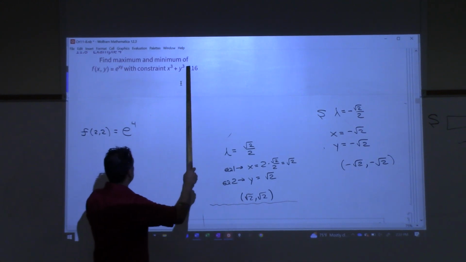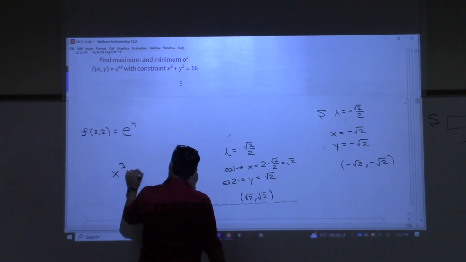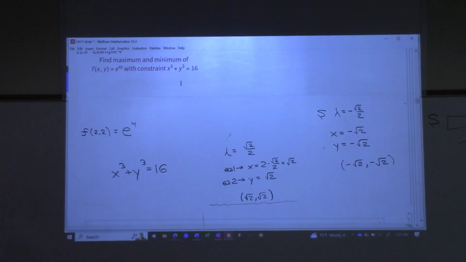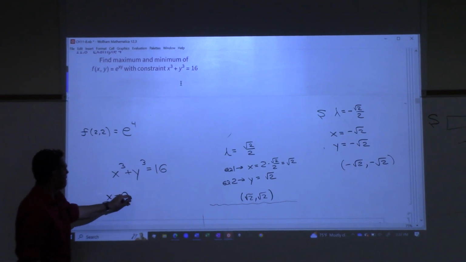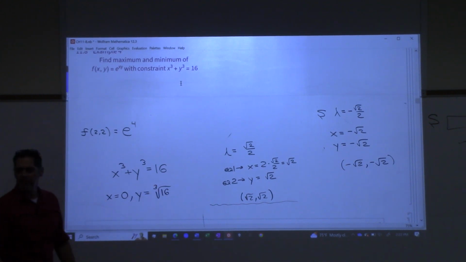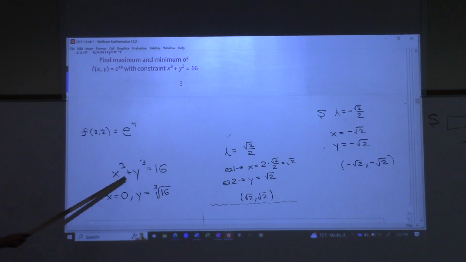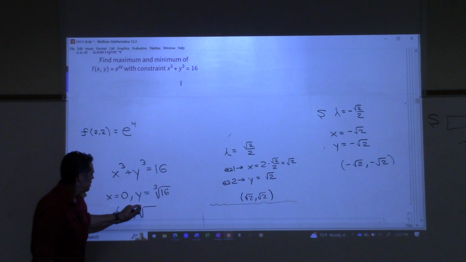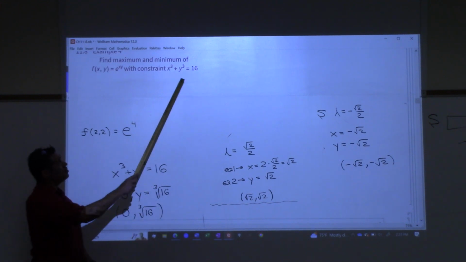So looking at this equation right here, can we come up with an x and a y that would satisfy that? How about this? x is 0, and y is the cube root of 16. If x is 0 and y is the cube root of 16, then what's the cube root of 16 cubed? 16, right? So do you all agree that this point right here satisfies the constraint?